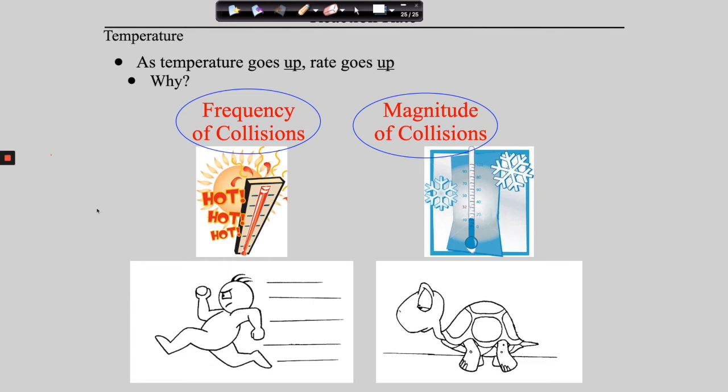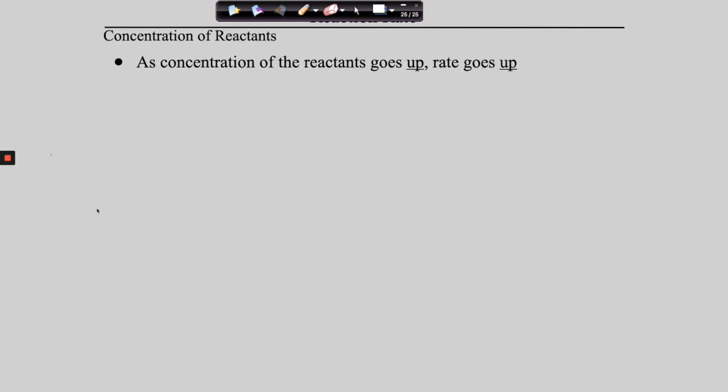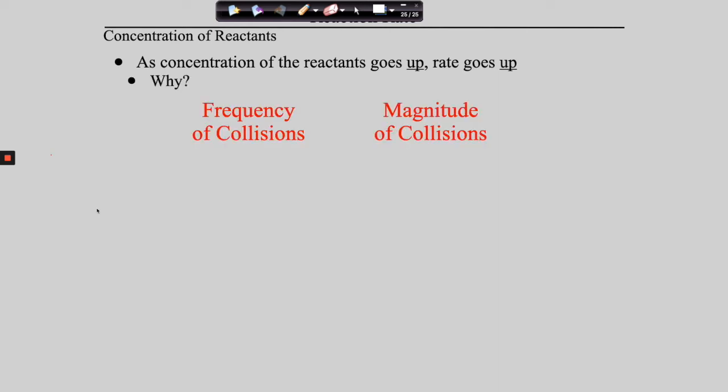Okay, so moving on, what are other things we can do to change the rate of a reaction? Well, the next one is concentration. As the concentration of the reactants goes up, the rate goes up. Again, folks, the question is why? Well, the answer has to be frequency or magnitude of collisions. So let's look at a real-world example.